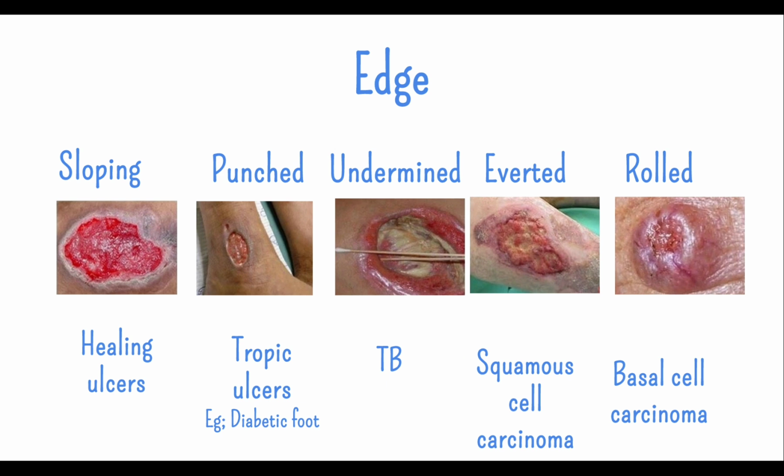The third one is the edge. Edge is the place that connects the margins to the floor. There are sloping, punched out, undermined, everted and rolled edges. Sloping edges can be seen in healing ulcers, and punched out edges are seen in trophic ulcers, for example in diabetic foot. The undermined edges are seen in tuberculosis, the everted ones are seen in squamous cell carcinoma, and the rolled ones are seen in basal cell carcinoma.